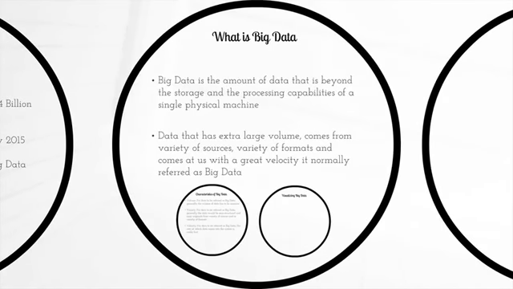So what exactly is big data? Well, in the most simplistic terms, big data is the amount of data that is beyond the storage and processing capabilities of a single physical machine. Data that has extra large volume, comes from a variety of sources and formats, and comes with great velocity. So in the most simplistic terms, big data is an amazing amount of data that one machine cannot handle.